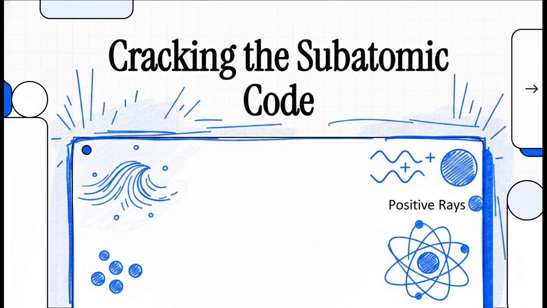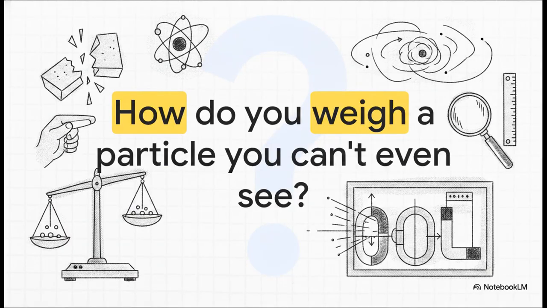So let's get started. Think about it for a second. How on earth do you weigh a particle you literally can't even see? It's kind of the ultimate historical mystery, right? See, before the 20th century, atoms were thought to be these solid, indivisible blocks, the end of the line. But then, some really anomalous things started happening in laboratories. Scientists began to realize there were invisible building blocks making up the universe. But how do you measure, weigh, and calculate the speed of something that is invisible to the human eye? Well, to solve this subatomic detective story, scientists had to build a very specific kind of trap.